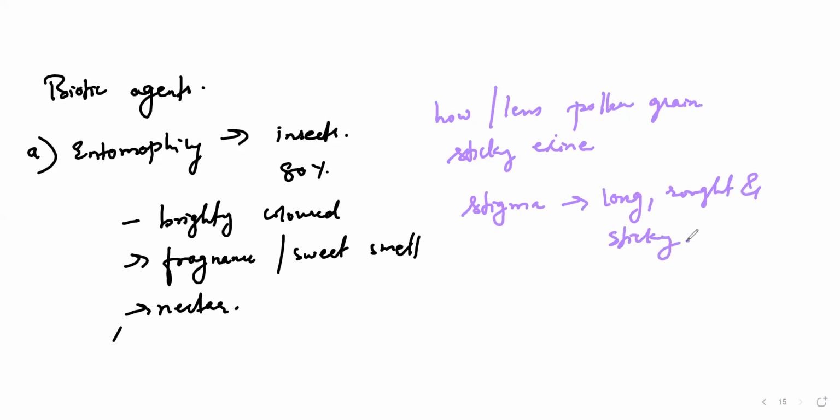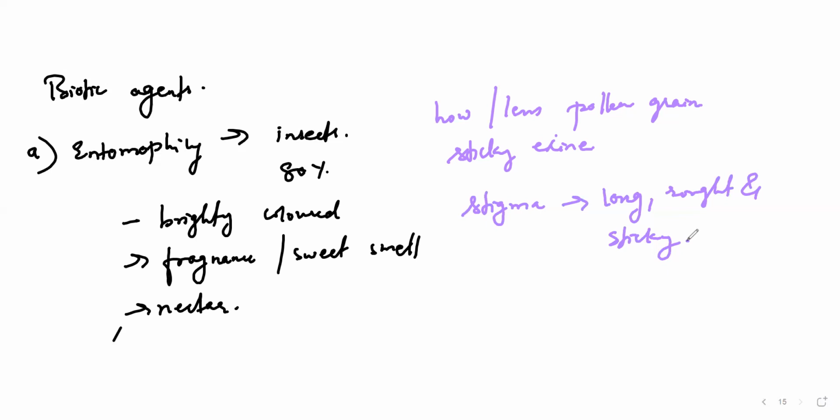Okay, so what will happen is when the insect comes to the flower for the nectar, the pollen grains there, because they are sticky, will get attached to its body. Then when it goes and sits on another flower, it will deposit this pollen and it will go for the fertilization process. So this is how entomophily or insect pollination happens.